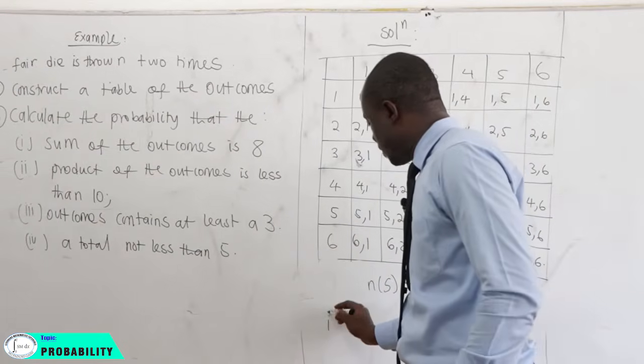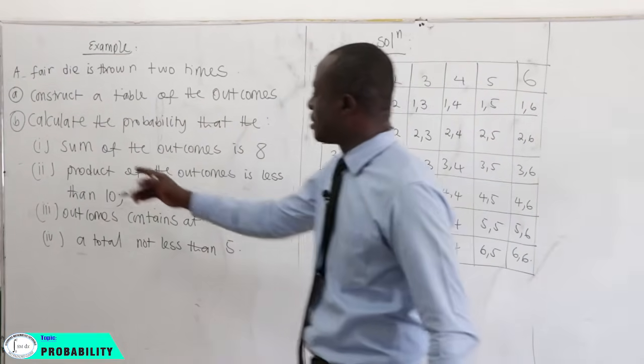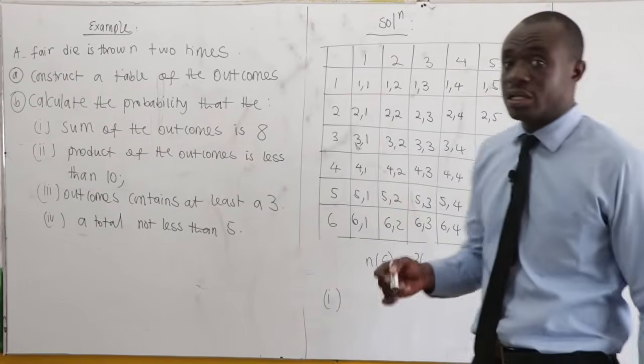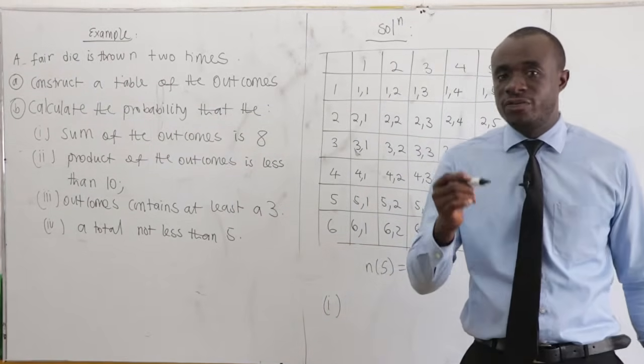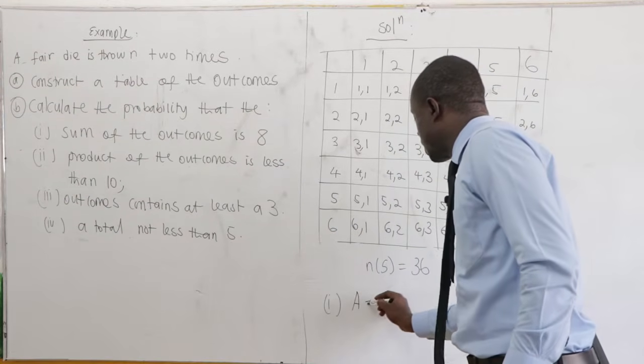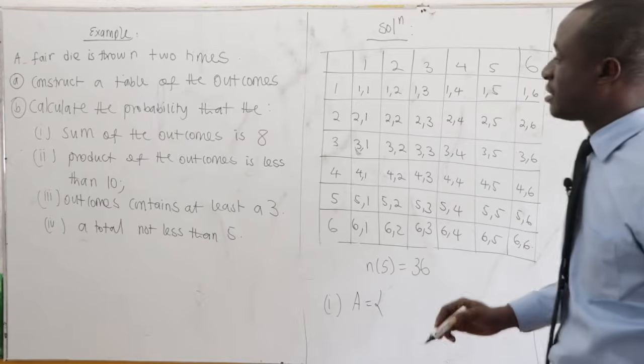Now let's see the first one. It says that the sum of the outcomes is 8. So the event is what? The sum of the outcome is 8. Probability is number of events over number of sample space. So if A is that particular event, that the sum is 8.